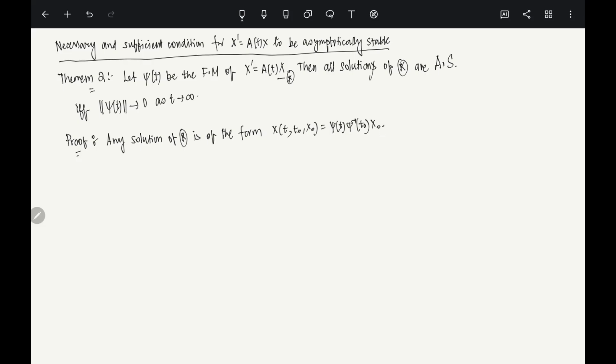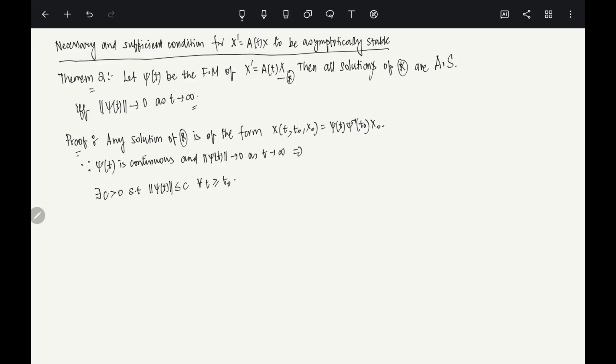Now, since phi of t is continuous, why is it continuous? Phi is the fundamental matrix, and every column of the fundamental matrix is basically a continuous function, a continuously differentiable curve. So phi is definitely continuous. What does it imply? Since it is continuous and the norm of phi(t) goes to 0 as t tends to infinity, that will imply that there exists C positive such that the norm of phi(t) is less than or equal to C for all t greater than or equal to t0.